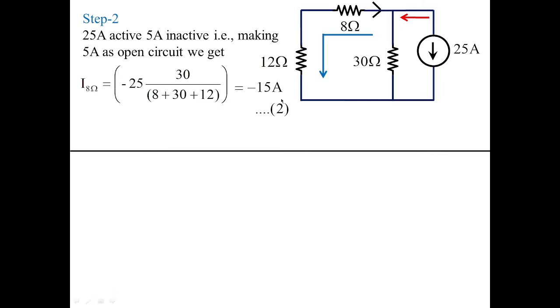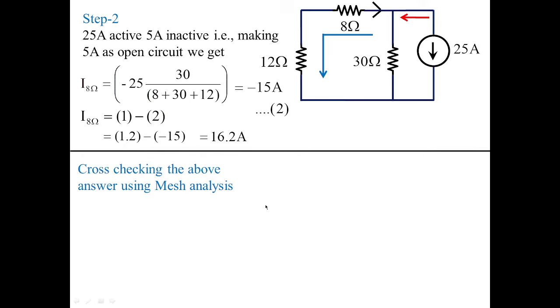Now I take this as resultant 2. Resultant 1 we got as 1.2. So I8 is resultant 1 minus resultant 2. Why minus? Because the direction of the current shown in the black arrow is opposite to the blue arrow. So that is why it is minus here. We got 1.2 from equation 1 minus the value of current, which is minus 15 amperes, because the 25 amperes acts in the opposite direction, so we got negative. So overall this current will be 16.2 amperes. So this is what we have done using the superposition theorem.